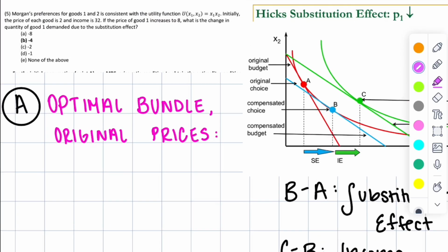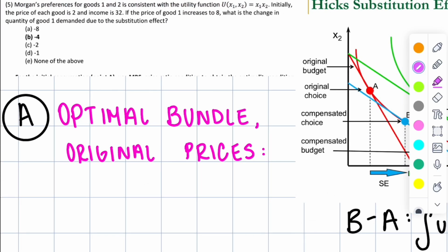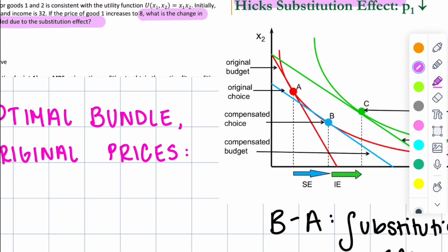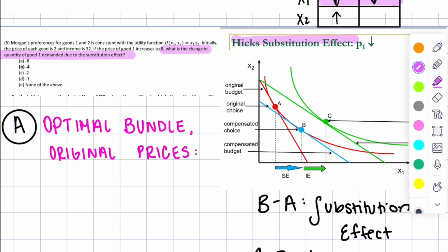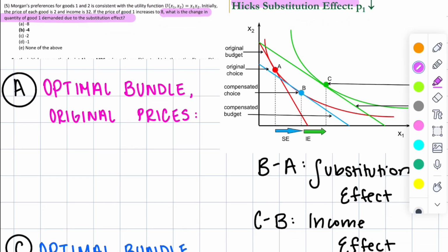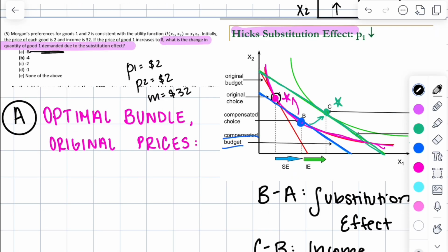Now, when we see a question where they're asking about what is the change in quantity, and you see these numerical answers, this is derived using the Hicks substitution effect. So we're going to go through how to calculate that. Okay, our point A is what we've been doing all along. We're just finding our optimal bundle with our prices, income, and utility function.